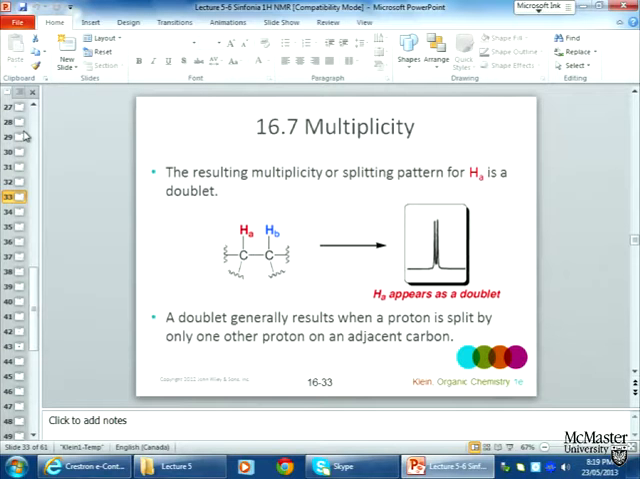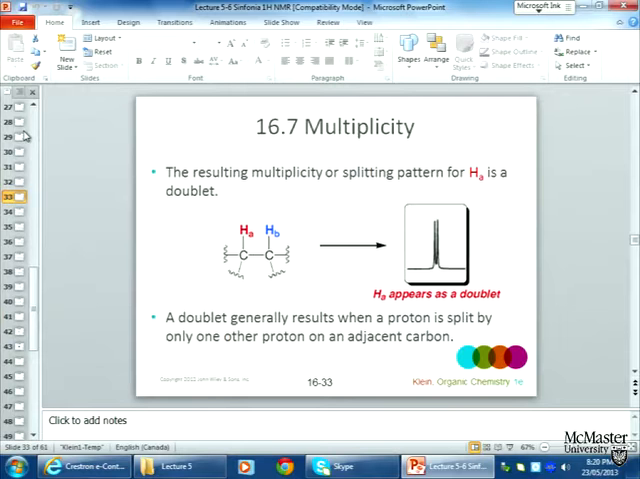I can have a 3-proton methyl group with 1 neighbor. That would be a doublet. I can have a 2-proton methylene group with 1 neighbor. That would still be a doublet. And I can have a 1-proton methine group with 1 neighbor, and it's still a doublet. It's got nothing to do with how many hydrogens are on the carbon at the site that I'm sitting on. It's got to do with how many neighbors I have. And that is key information because that enables you to begin to put the little structural pieces together.